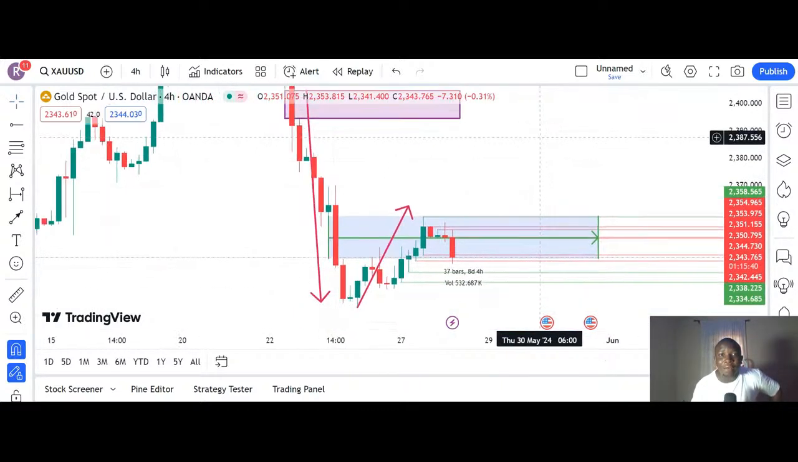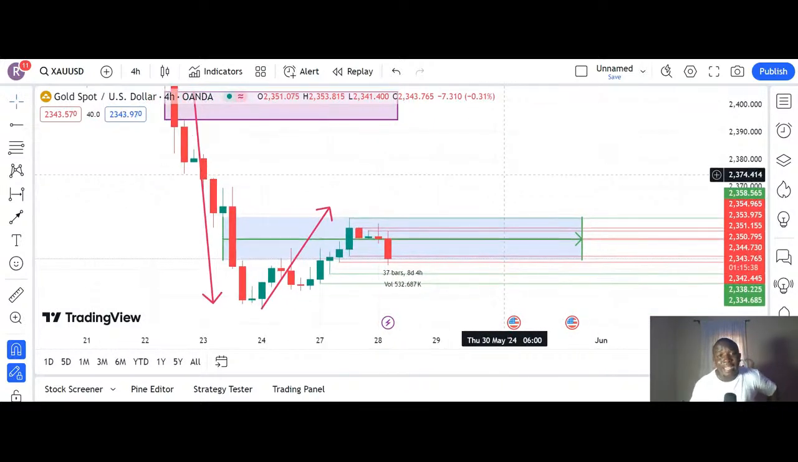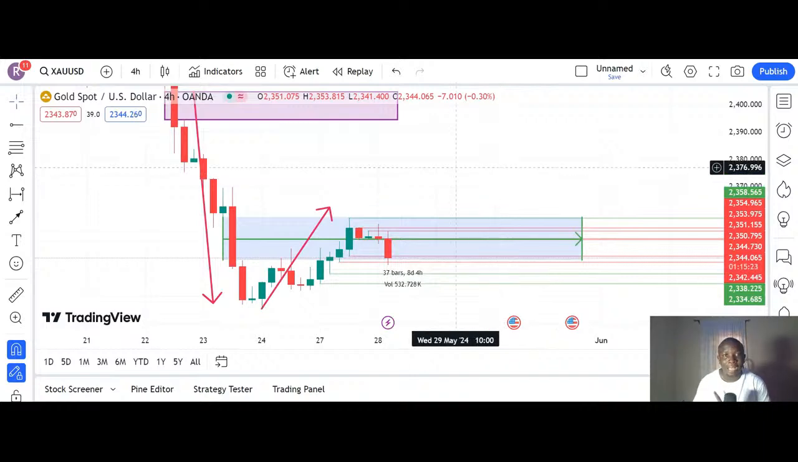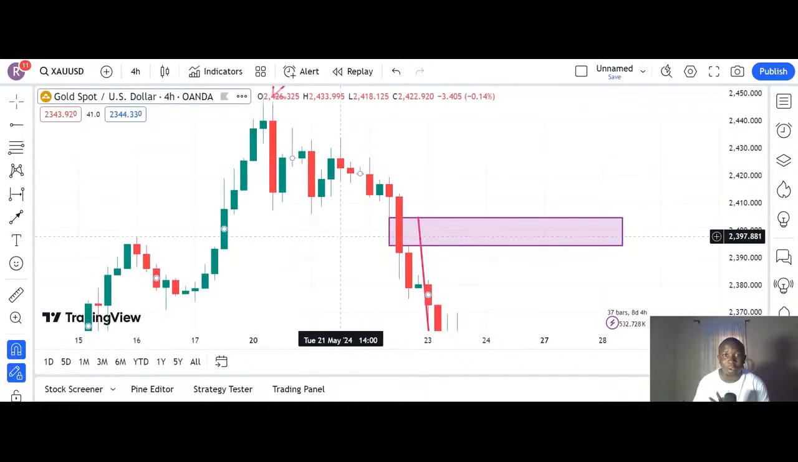So now that we have a fair value gap, I need to tell you a secret. Most of the time, if you want to do your analysis, make sure you understand how to read the market. Because sometimes when the market is moving a particular pattern, it keeps repeating in that pattern. Now let me show you something at this top level here.